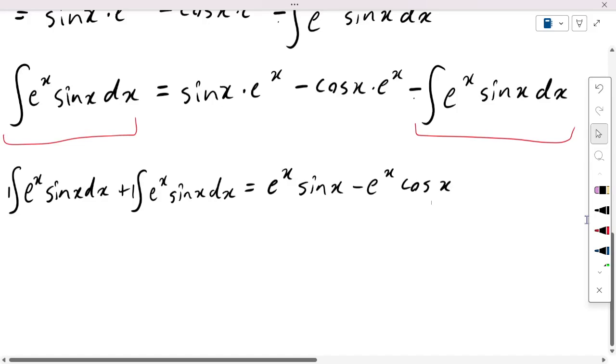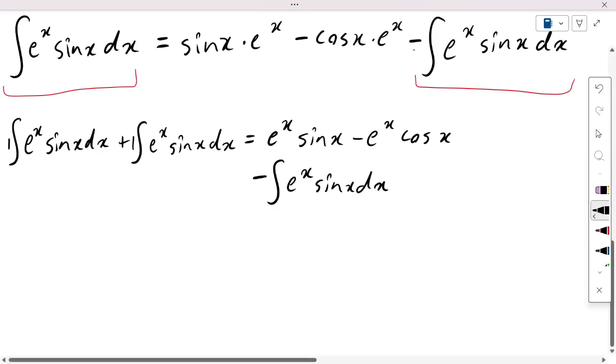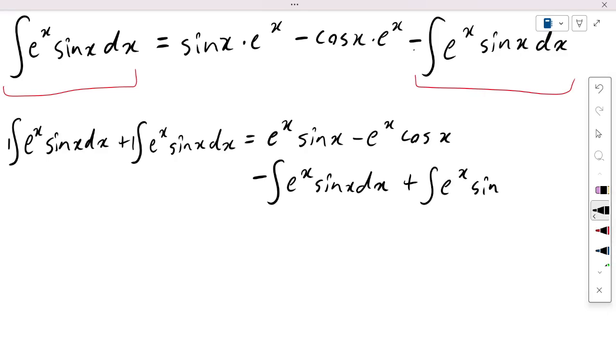I'm actually going to write it over here. This is going to be minus the integral of e to the x multiplied by sine of x with respect to x. And remember, because we added this to the equation on both sides, we need to add it on this side as well. Okay. Plus the integral of e to the x multiplied by sine of x with respect to x. Perfect stuff. Guess what? These can cancel now.